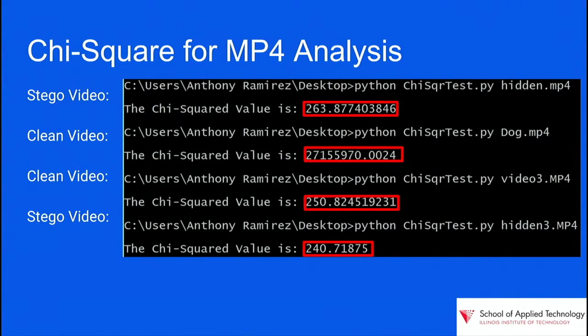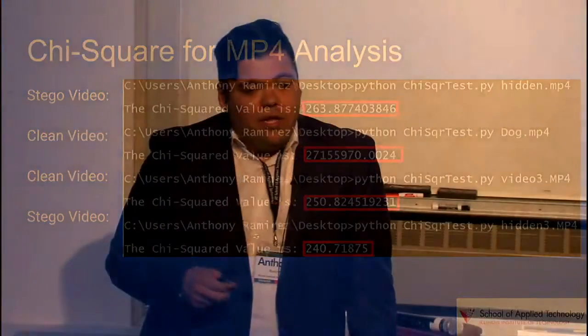So we ran it across 4 videos just to show you guys. And what you should see first of all is our hidden video got 264. This clean video called dog.mp4 got a huge number. Our clean video got 250, and our other Stego video got 240. So first of all, the reason we're getting such a high number on the dog video is there's no data in that area. This video just has padding and zeros in that range. So you're going to get a ridiculously high number for that value right there. And that right away tells you that this is not a Stego video.